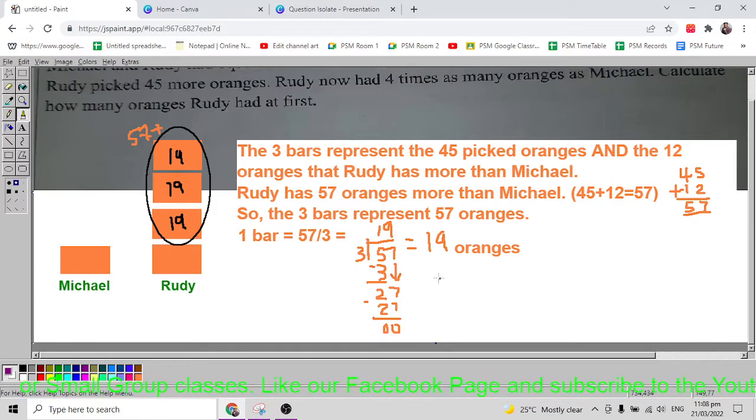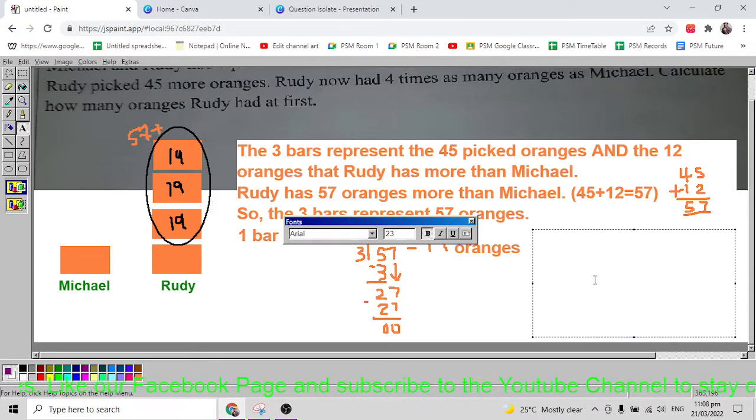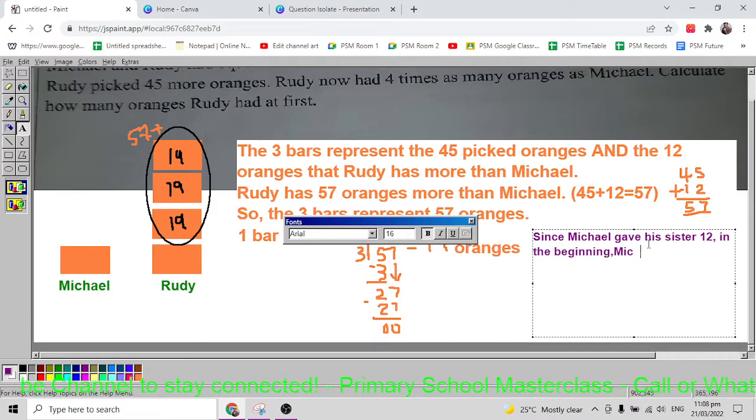So finally, I always write the last statement and answers in purple. I'm going to say, since Michael gave his sister 12 oranges, in the beginning Michael would have had those 12 oranges.